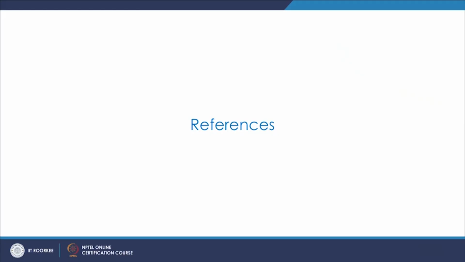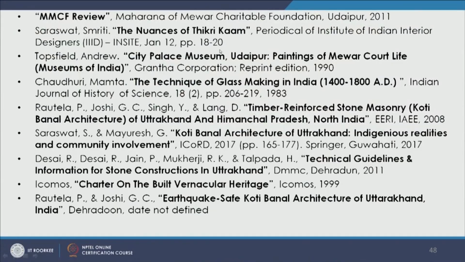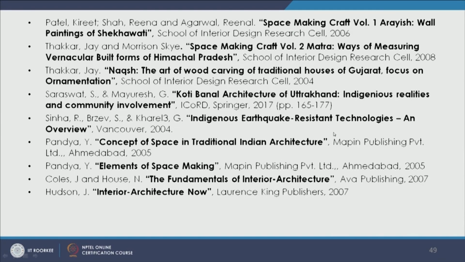Some references for all of us. This slide is specific to what we discussed today, case studies from Rajasthan, Gujarat, and Uttarakhand. So we have something on Thikri Kam, the City Palace Museum that we saw, glass making technique, and something from Uttarakhand and Himachal Pradesh where we see timber and stone Koti Banal architecture. So these are some specific references. Other than that, the consolidated list.